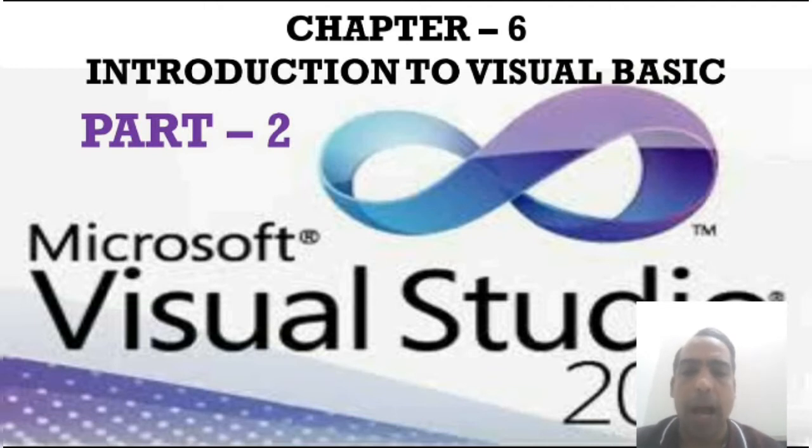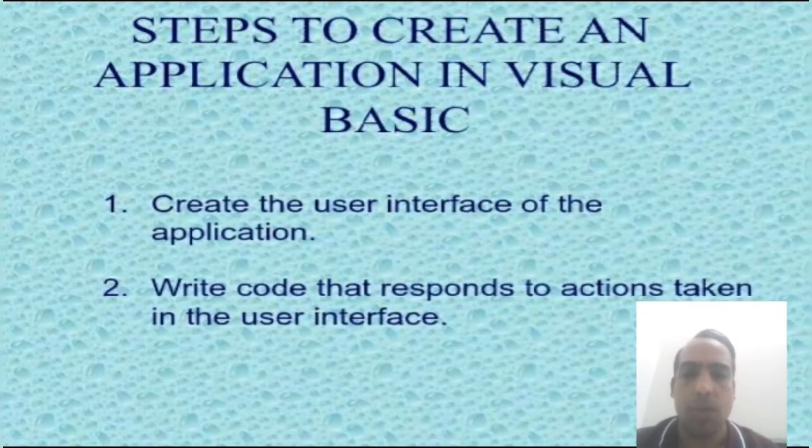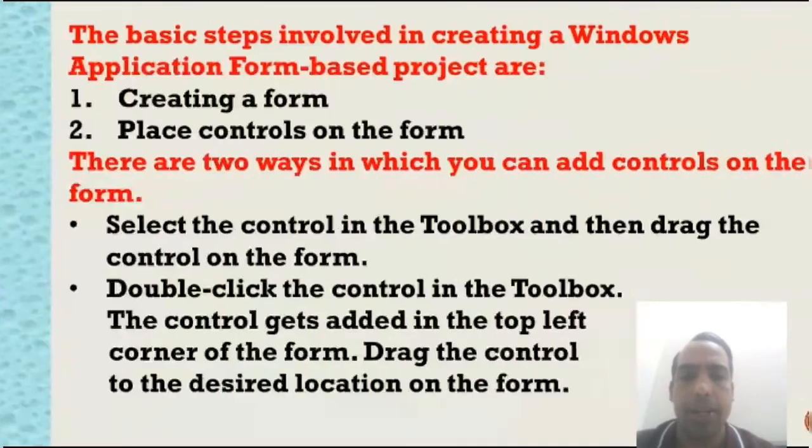In this video, I will explain the steps to create an application in Visual Basic and some common programs of Visual Basic. First of all, I will explain the steps to create an application in Visual Basic. Step 1. Create the user interface of the application. It means that first we have to create the designing part of an application. Step 2. Write code that responds to action taken in the user interface. I will explain this process in detail.